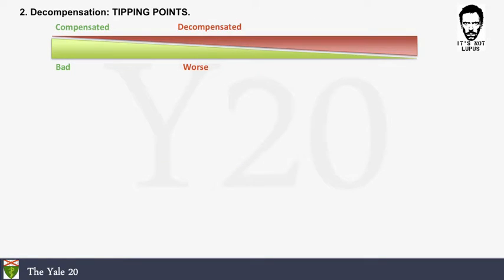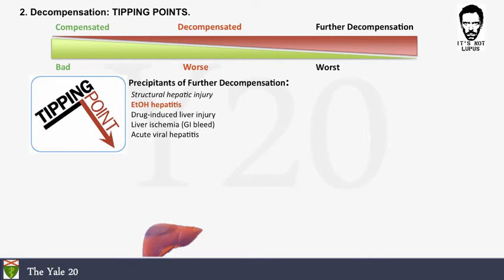When you think about the tipping points that bring you from compensated to decompensated, you have to do a full history to really understand what's going on in this particular clinical scenario. First, think about structural hepatic injury. Most commonly, alcohol, followed by drugs, ischemia, or very rarely acute viral hepatitis. But you want to also think outside the liver.